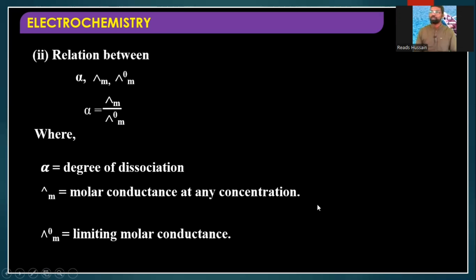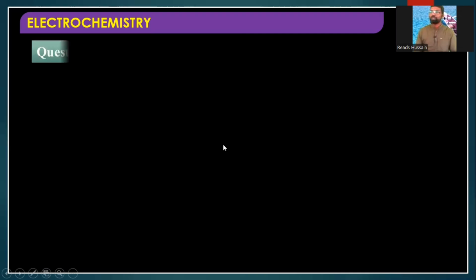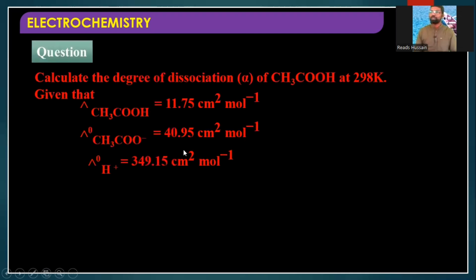Now we will get a problem, one small problem. You have to solve that problem. Alpha is equal to lambda m by lambda m naught. Remember this formula. Degree of dissociation is equal to molar conductivity at any concentration divided by limiting molar conductance. This is the question. Calculate the degree of dissociation alpha at 298 Kelvin. These are the values given.